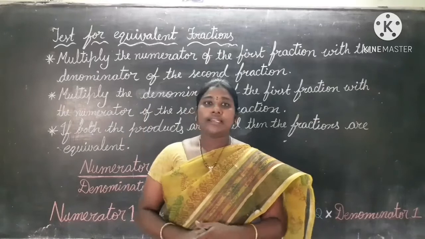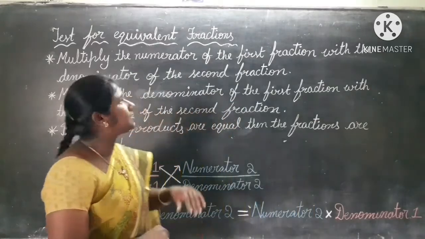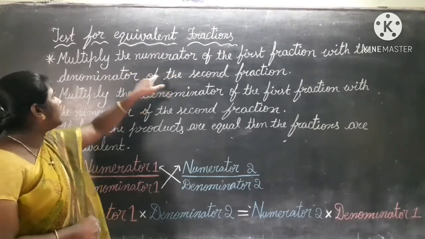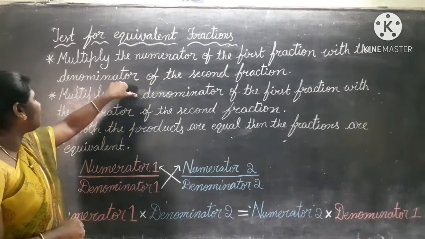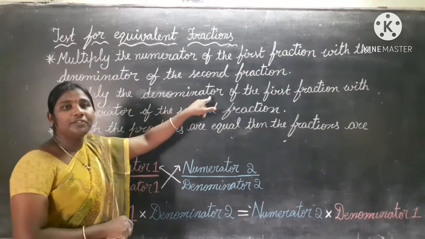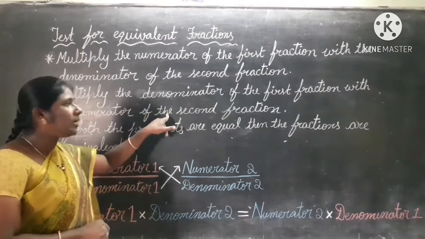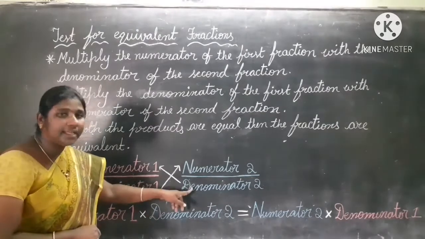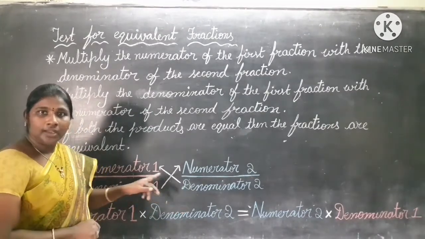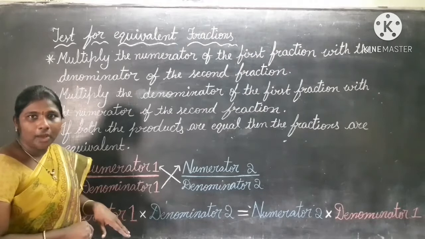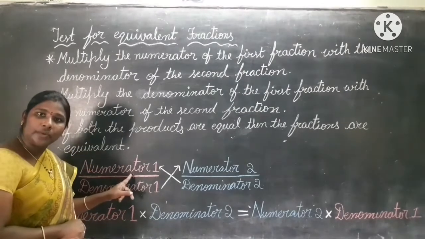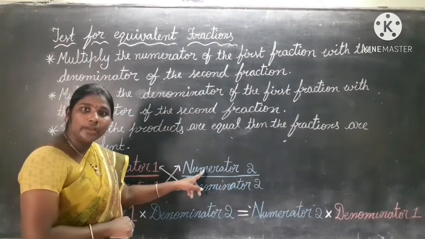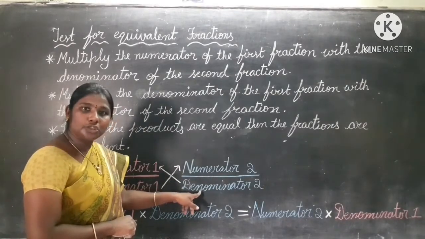Next one is the test for equivalent fractions. Multiply the numerator of the first fraction with the denominator of the second fraction. Multiply the denominator of the first fraction with the numerator of the second fraction. If you observe here, we have to take two fractions, each having a numerator and denominator. The first fraction is numerator 1 by denominator 1, and the second fraction is numerator 2 by denominator 2.